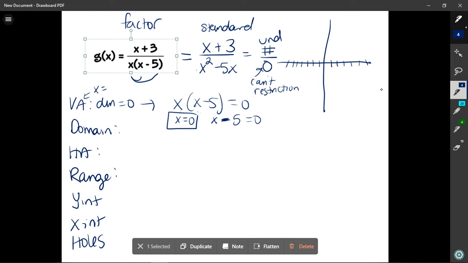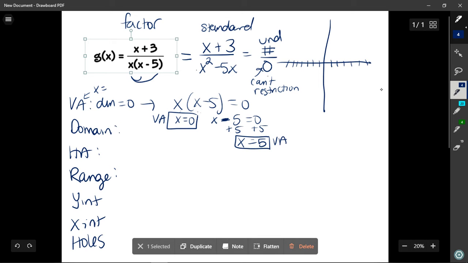Okay, so my first VA is x equals 0. My second one, I have to add 5, and x equals 5. All right, so that is my second VA. So we have two of them for this example. So we have x equals 0 and x equals 5.